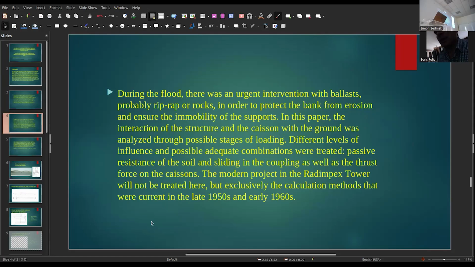In this paper, the interaction of the structure and the caisson with the ground was analyzed through possible stages of loading. Different levels of influence and possibly adequate combinations were treated. Passive resistance of the soil and sliding in the coupling well on the thrust force in the caisson. The modern approach is not treated here, but exclusively the calculation methods that were current in the late 1950s and early 1960s.